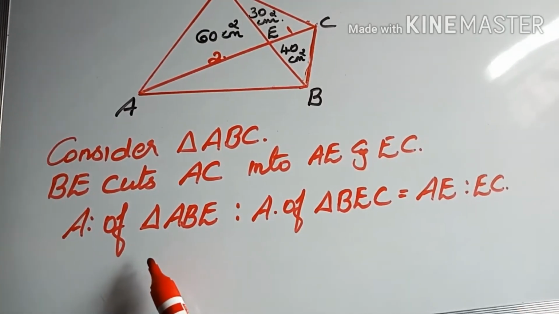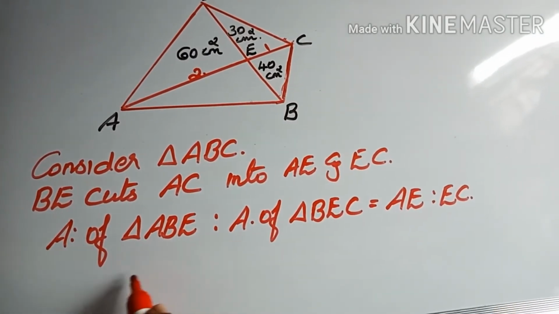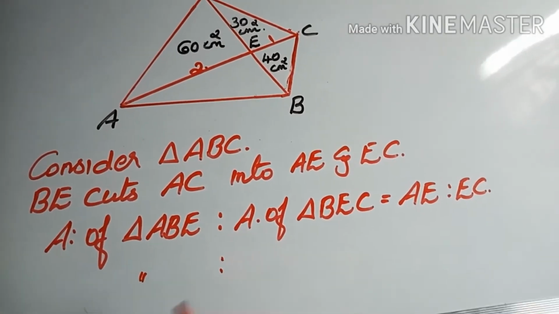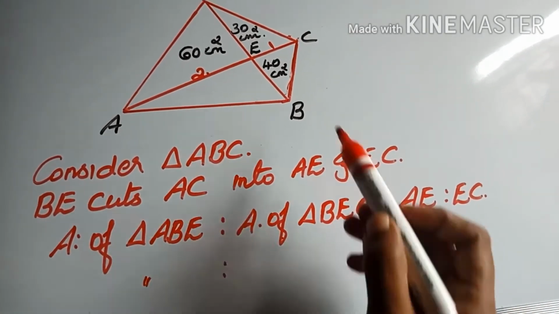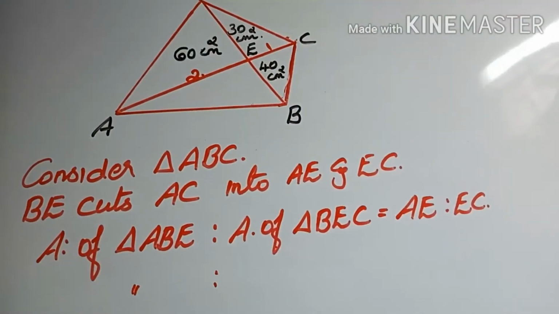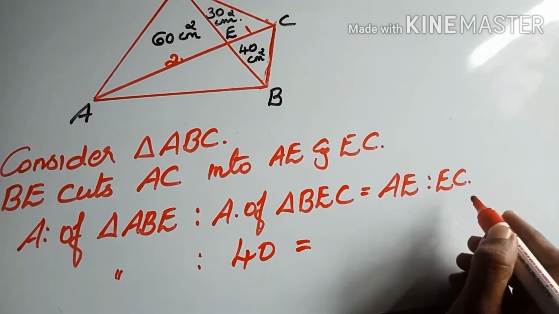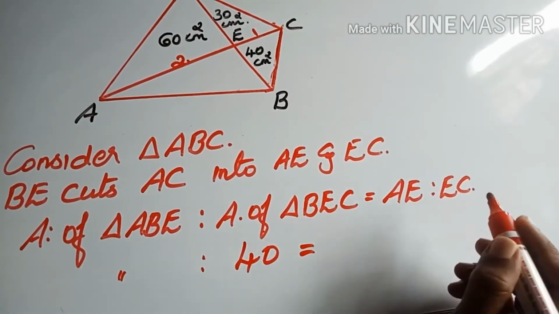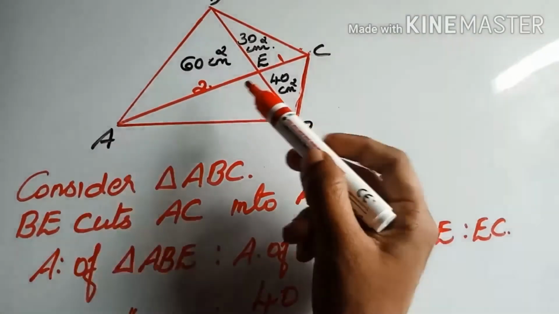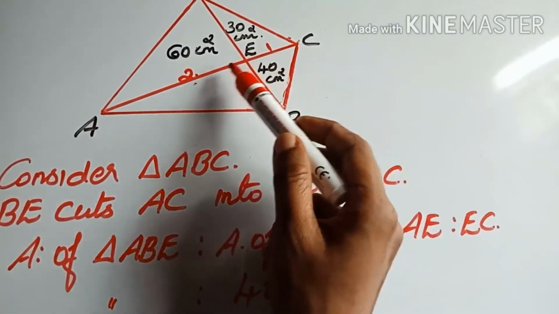That is what we need to find here. Okay, so we can just write it as it is. Next is the area of triangle BEC. That we know, BEC is given in the question: 40. AE is to EC: in the previous part we proved that AE is to EC is 2 is to 1.